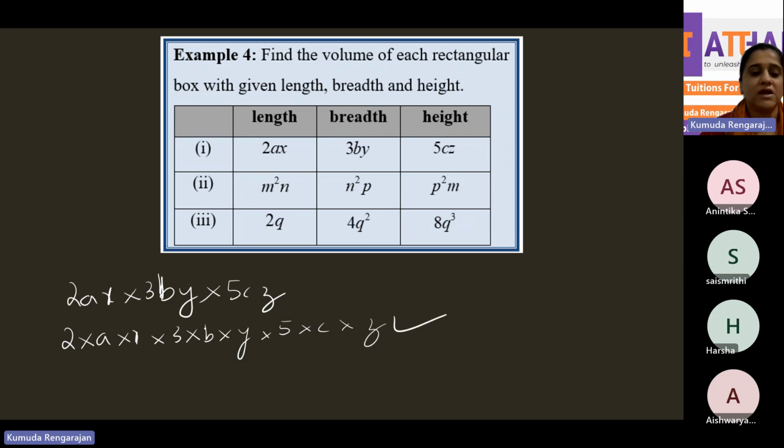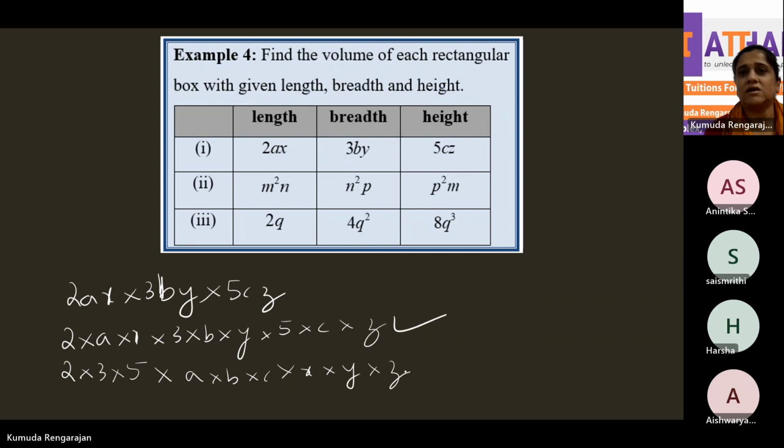Now further, you can group it like this: 2 into 3 into 5 into, you can write the ABCs first, A into B into C into X into Y into Z. You can just arrange it to understand. So now the product is 2 3s are 6, 6 5s are 30. 30 ABC XYZ. So you can give these steps if you want.